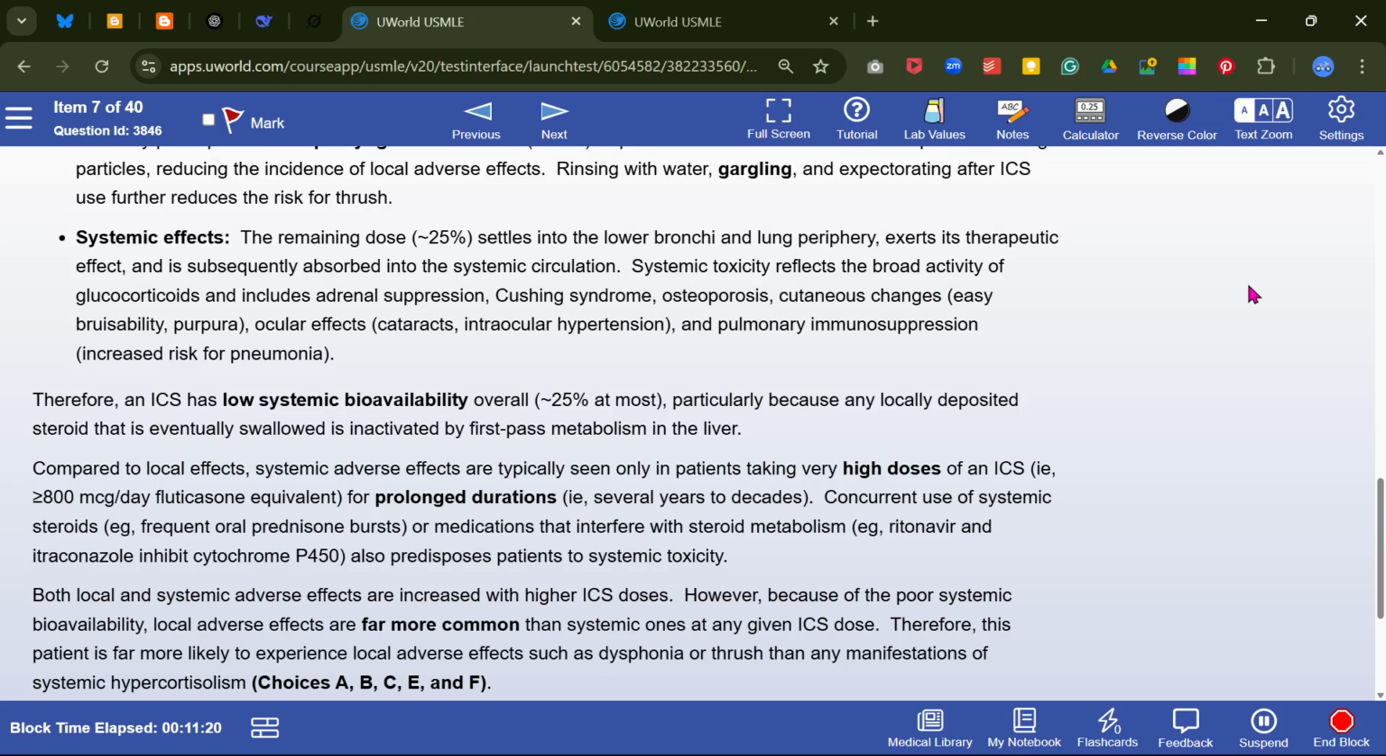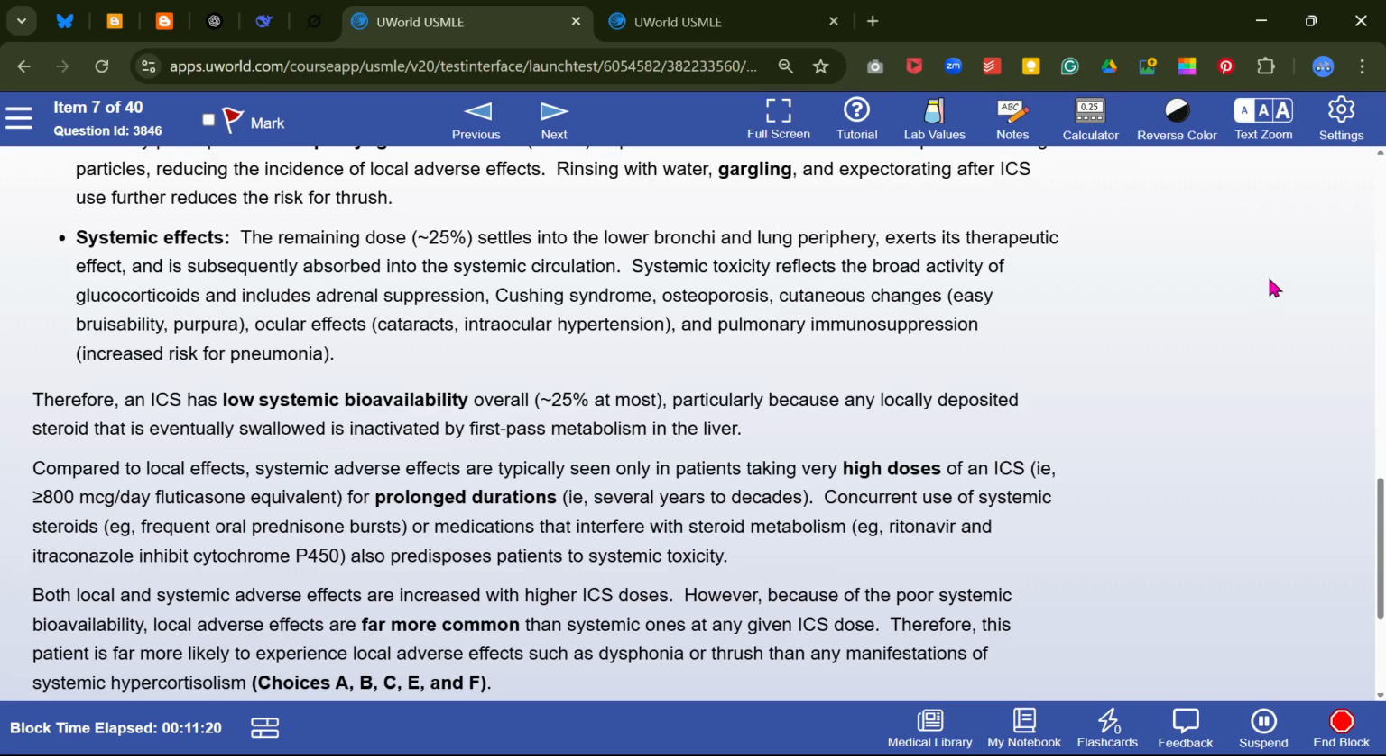Both local and systemic adverse effects are increased with higher inhaled corticosteroid dose. However, due to poor systemic bioavailability, local adverse effects are far more common than systemic ones with inhaled corticosteroid. Therefore, this patient is much more likely to experience local adverse effects such as dysphonia or oral thrush than any manifestation of systemic hypercortisolism.